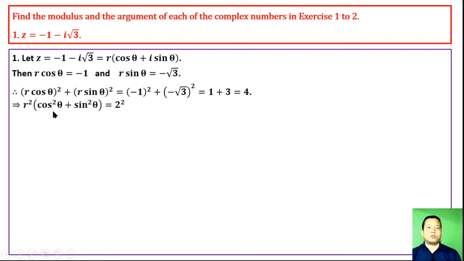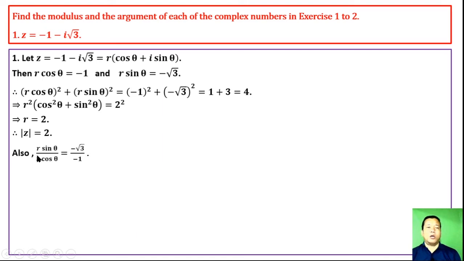r square times cos square theta plus sin square theta equal to 4, which can be written as 2 square times cos square theta plus sin square theta equal to 1. This gives r equal to 2, because r should be positive. It is the distance between 2 points. Therefore the modulus of z is 2. That is the value of r.